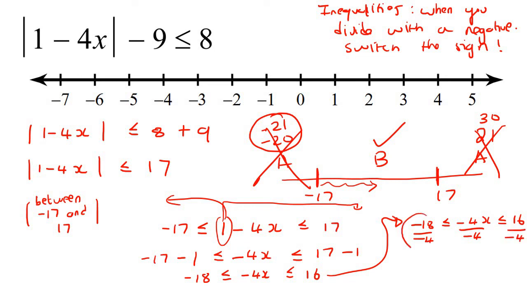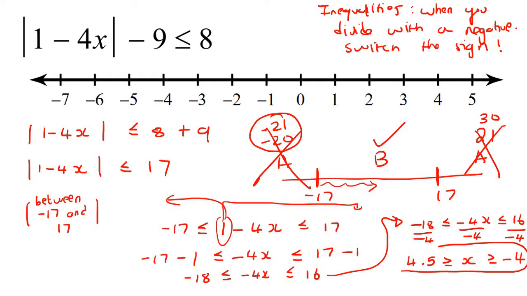Okay, so 18 divided by 4, I think that'll give us 4.5, positive 4.5. Okay, but now you flip the sign, so it switches. And then this part here just becomes x, and then we flip the sign, and then what is that? 16 divided by negative 4, which is minus 4. And this would be our answer.